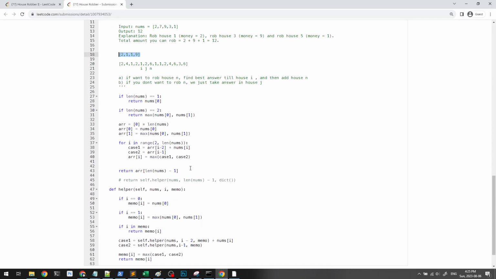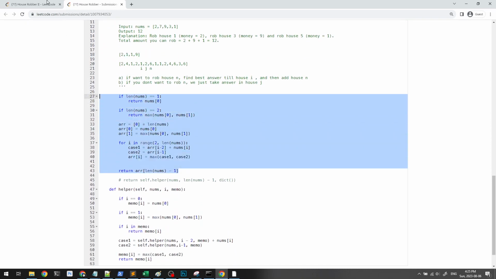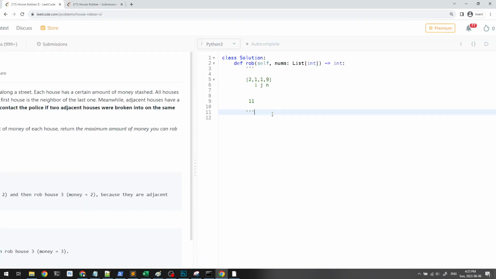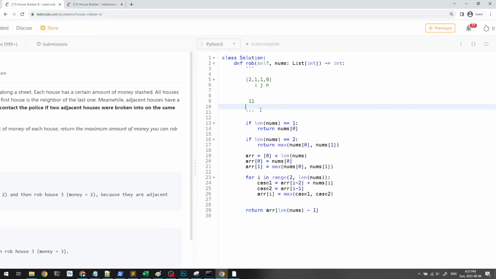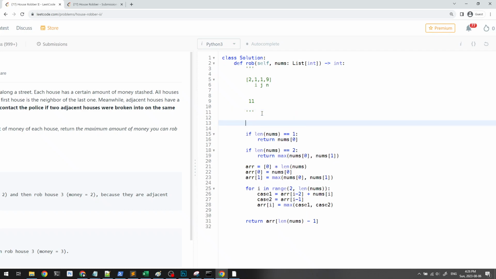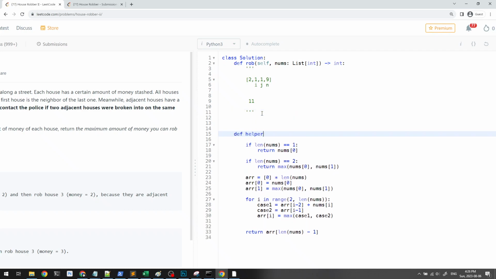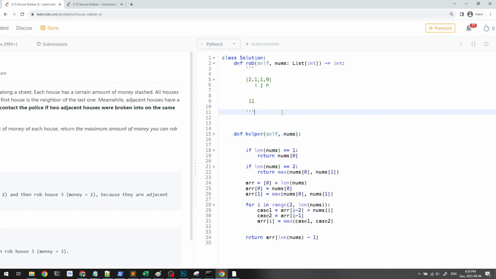But let me go ahead and copy this solution that I have over here. And what I'm going to do is put this inside of a helper function. So let me just call a helper function, def helper. And what do I need to pass in? It looks like I'm just passing in the nums themselves, right? So self and then nums. Okay, so now it's inside of a helper function.